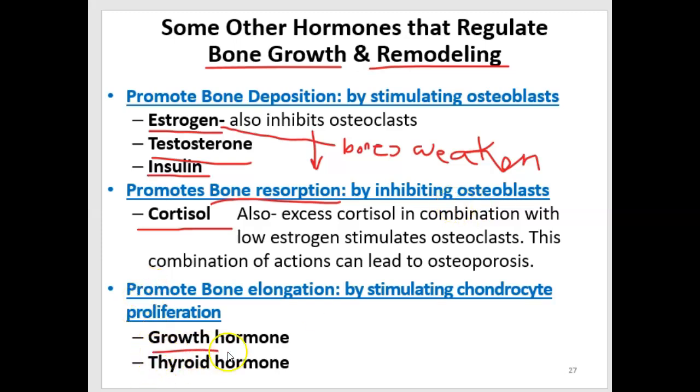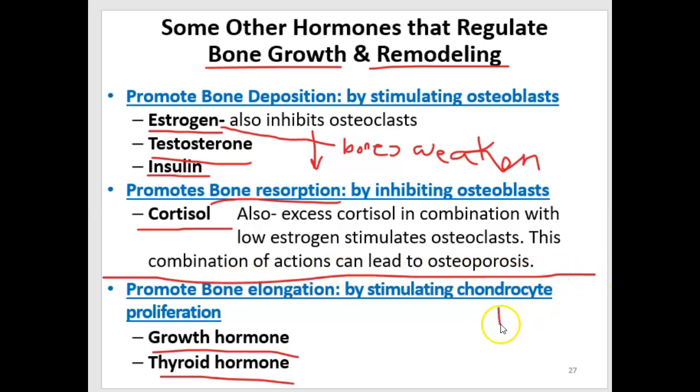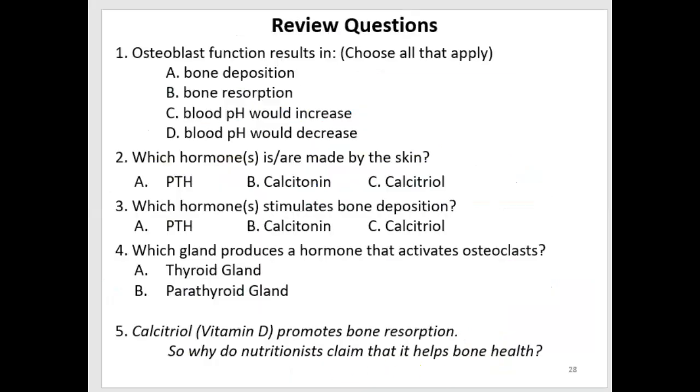And then there's growth hormone and thyroid hormone that really don't deal with bone remodeling, so not about blood calcium levels. Instead, they stimulate the proliferation or mitosis of chondrocytes, so it helps bones grow in length typically. So let's do some review questions.